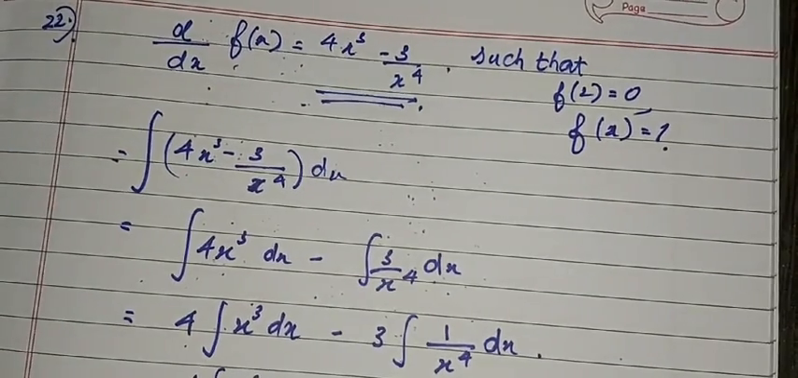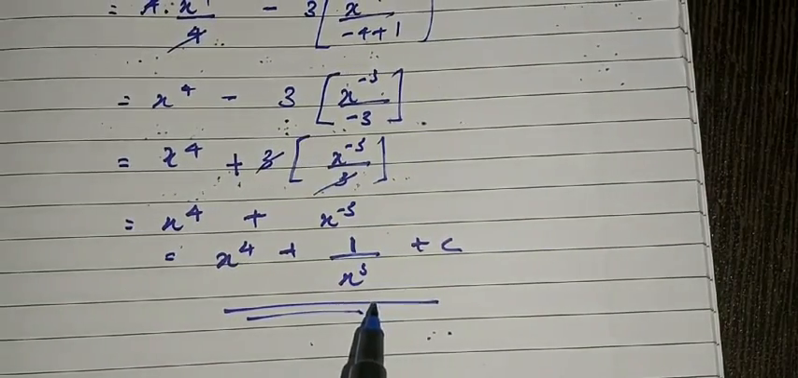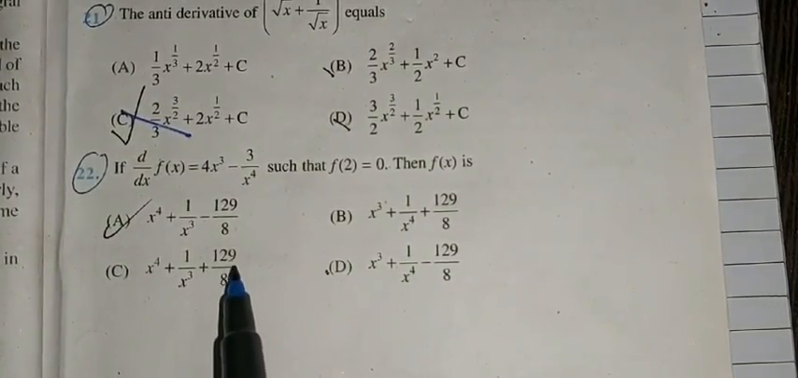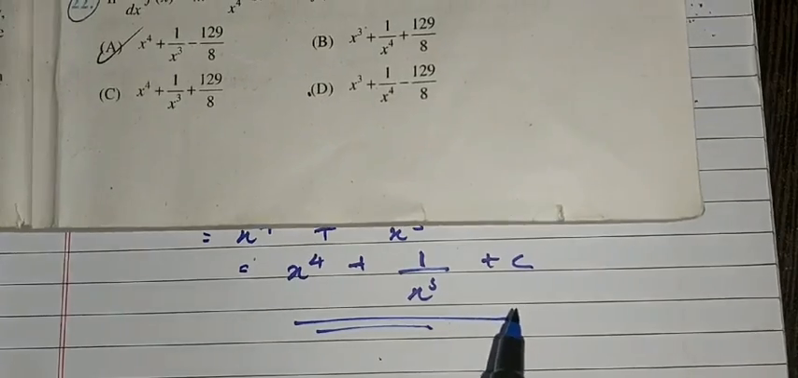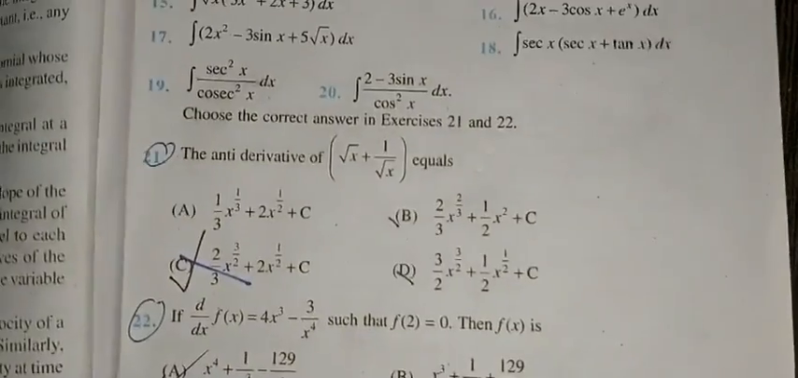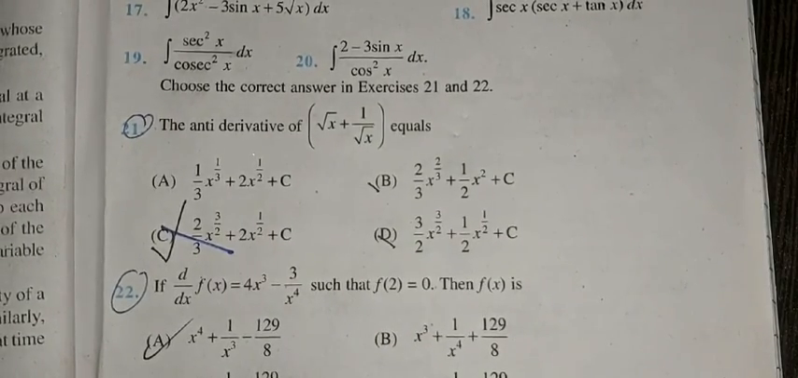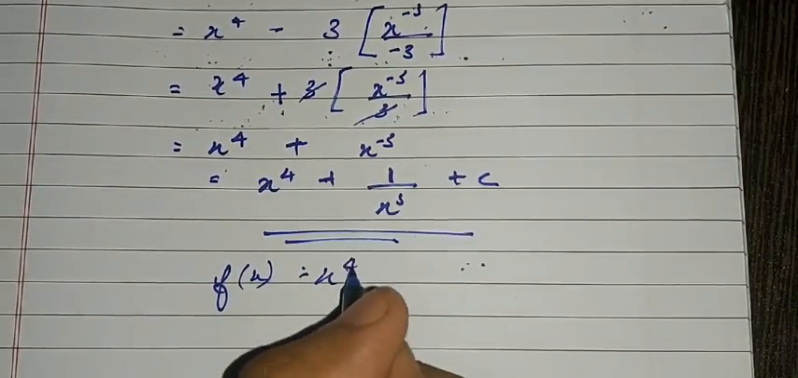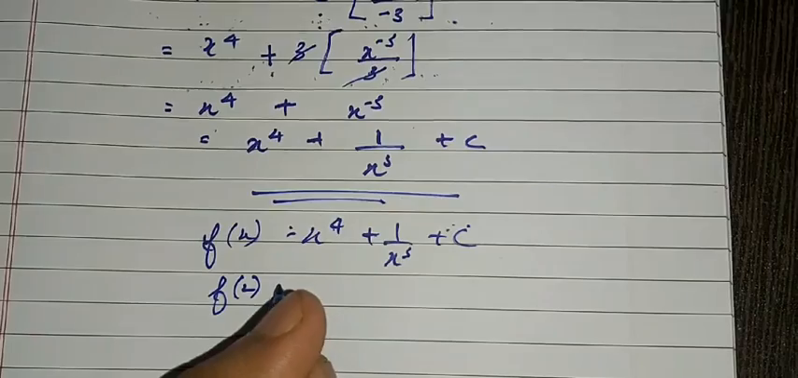Now, guys, we have got half the answer right, that is x raised to 4 plus 1 by x raised to 3, but in our option we got more than this. From where did this come? This is c. But when you want to find that, you should use the other condition given. What is given? That f of 2 is equal to 0. In the place of x we want to put 2 and evaluate the function. So f of x is equal to x raised to 4 plus 1 by x cube plus c, and it is given that f of 2 is equal to 0.